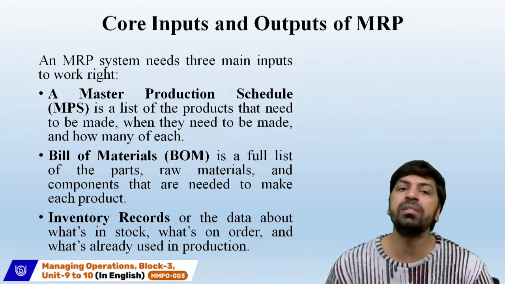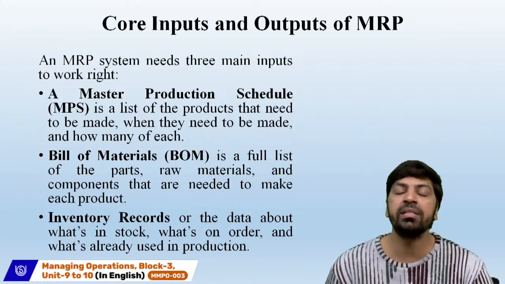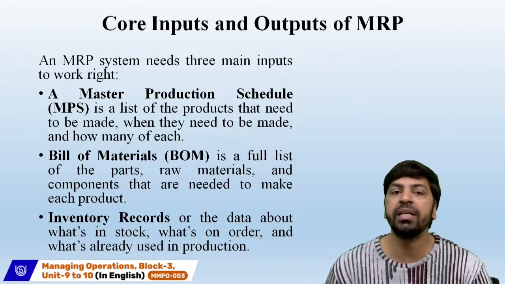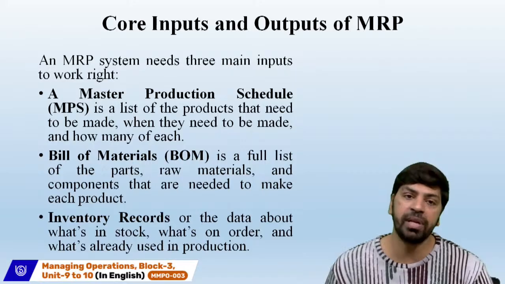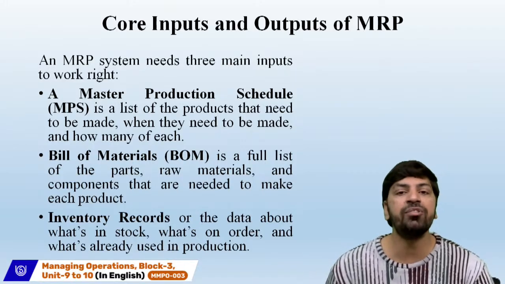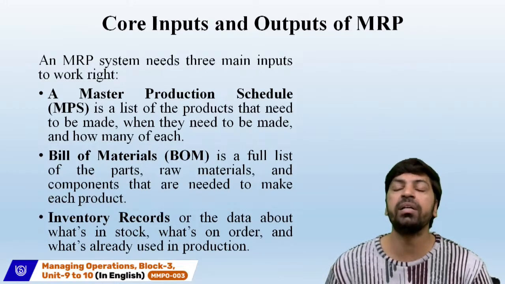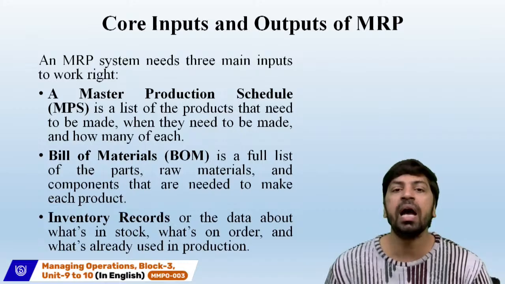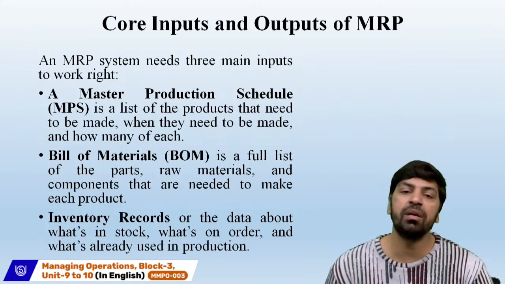Next is bills of materials. It is a full list of the parts, components, and raw materials that are needed to make a single product. Next is inventory records. It is all about the data regarding what is in stock, what is on order, and what is already used in production.